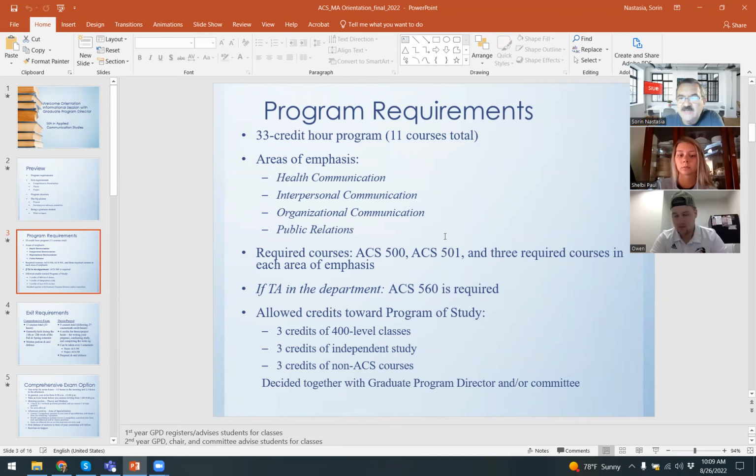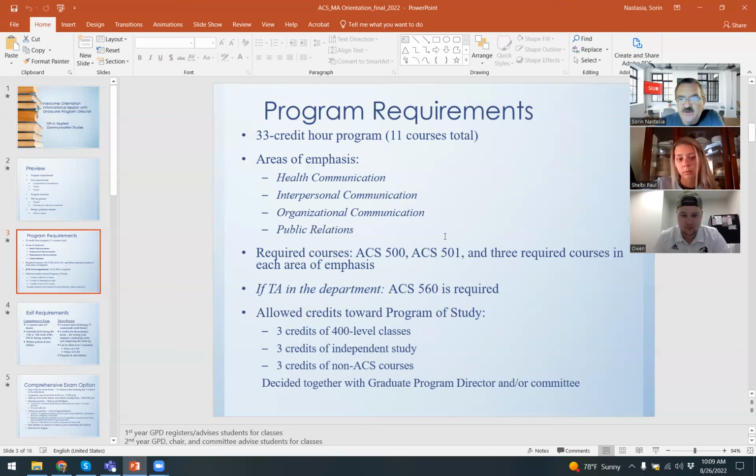Required courses, as I said, core courses for the MA in general, and these have to be taken by all graduate students, are 500 and 501. And then 3 required courses in each area of emphasis. If you are a TA in the department, teaching assistant, you have to take in the first semester ACS 560. It is required, but only for teaching assistants.